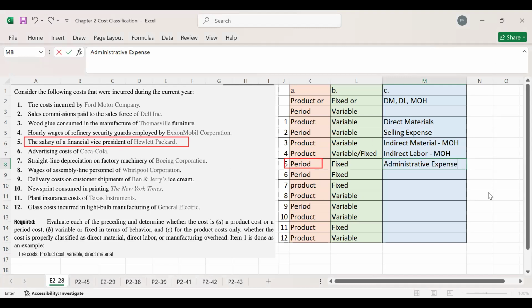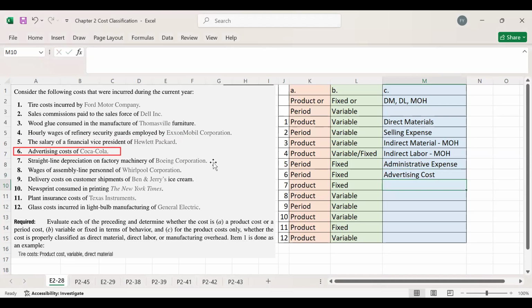So the next example is about the advertising cost of Coca-Cola company. Advertising cost is, again, a cost that is incurred after manufacturing of the product. So this is selling cost or advertising cost. It is not part of the product.